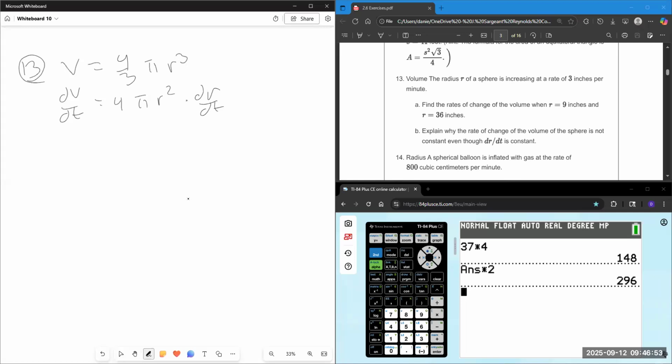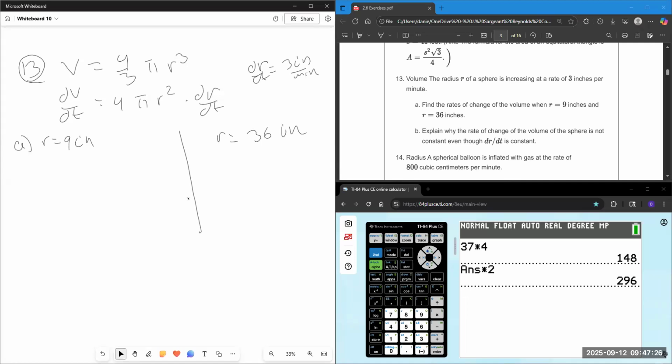So we're given that dr/dt is equal to 3 inches per minute. So that's given to us. Then we want to find the rate of change, dV/dt, when r equals 9 inches, and then again when r is equal to 36 inches.